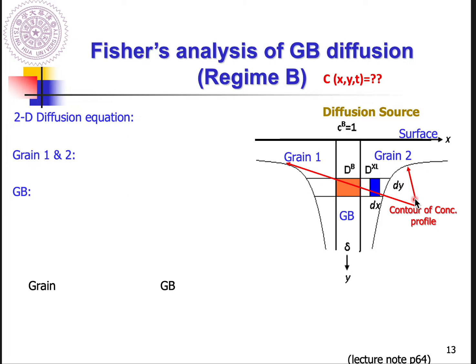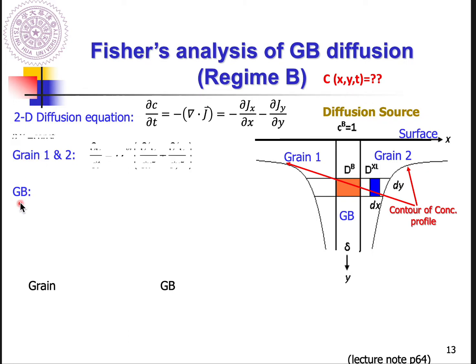And this belongs to the two-dimensional diffusion equation, right? Because it is two-dimensional, from the top and also from the grain boundary. So the partial C, partial t will be minus the flux divergence, but the flux will be separate. You need to consider it along the x and y axes. Based on this diffusion equation, we need to formulate the diffusion equation inside the grain and also in the grain boundary.